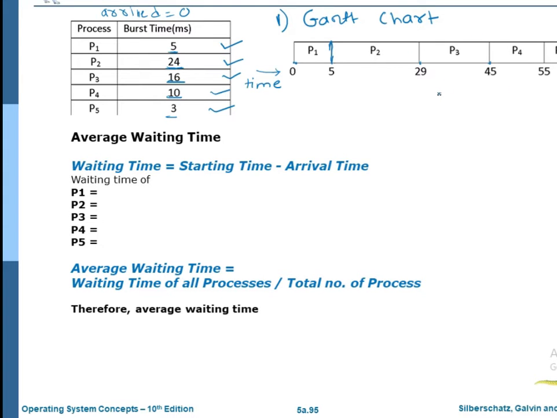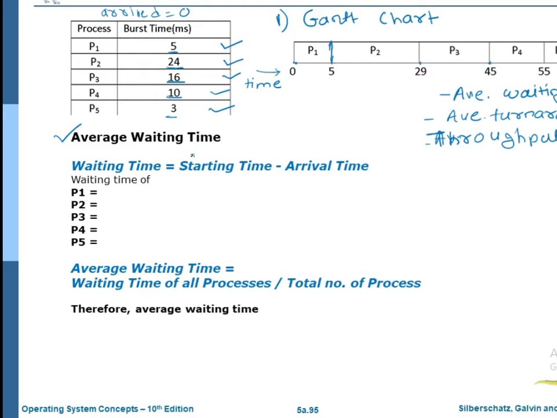Now we have to find out 3 things here. First, average waiting time, average turnaround time, and throughput. One by one we will find them. First we will find the average waiting time.